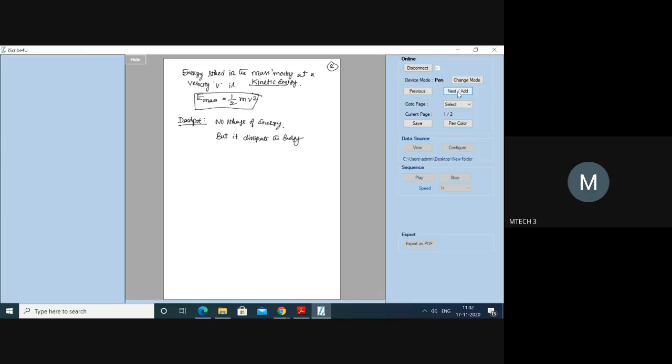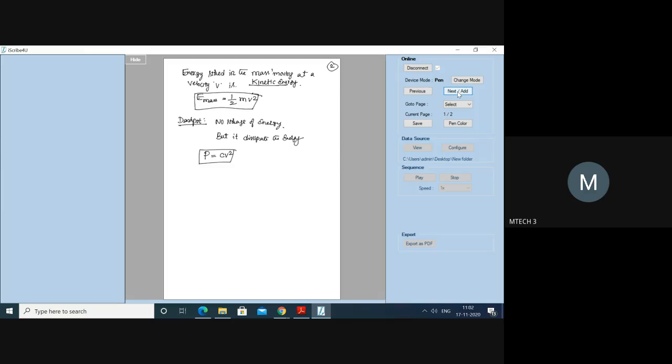The power P which is required for the dissipation of the energy is P is equal to C into V square. Okay, now this is the equation. P is equal to C into V square. This is for the power for the dashpot.